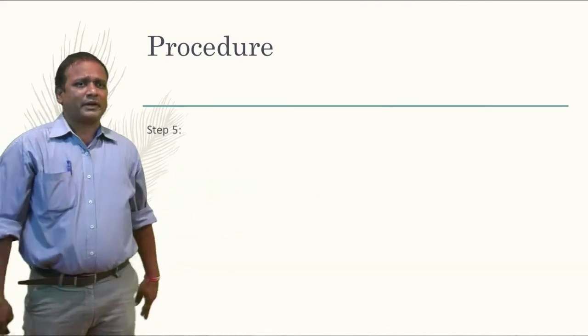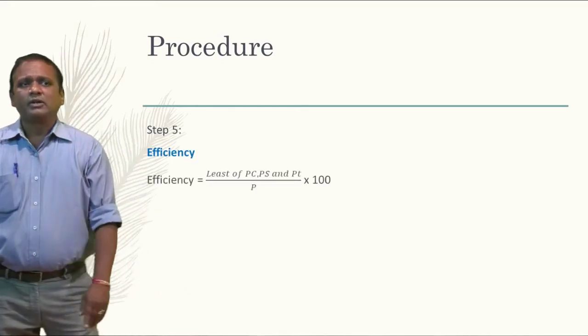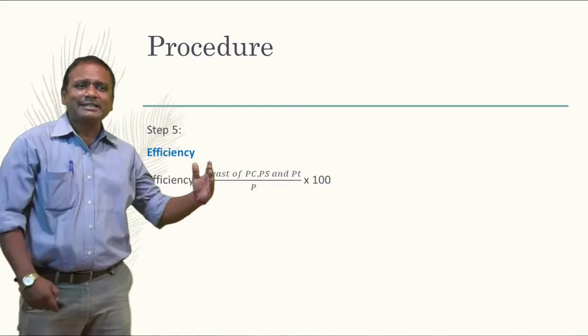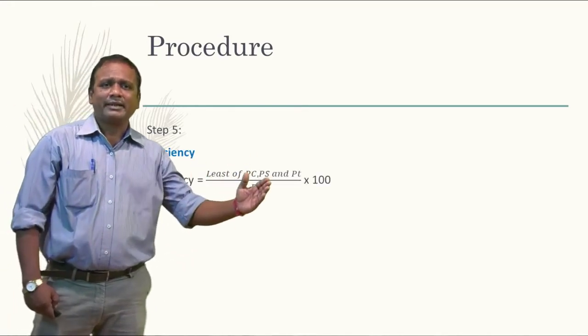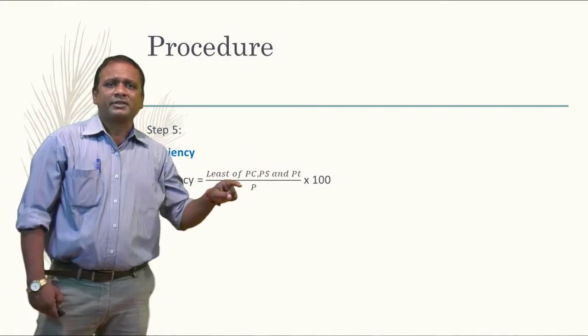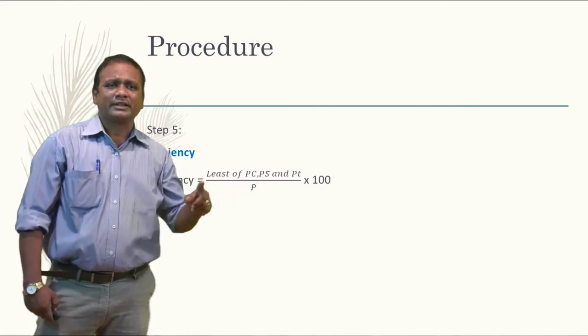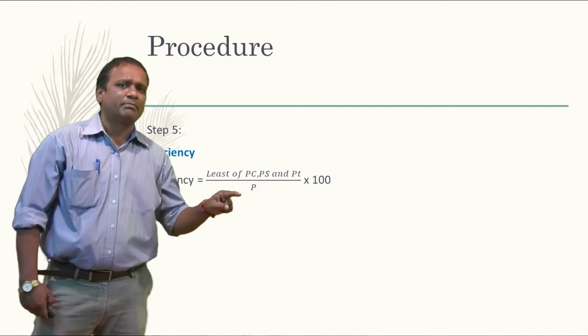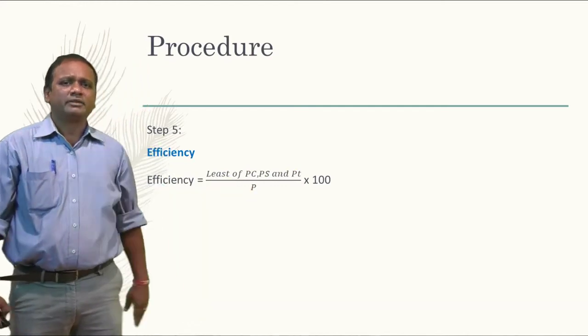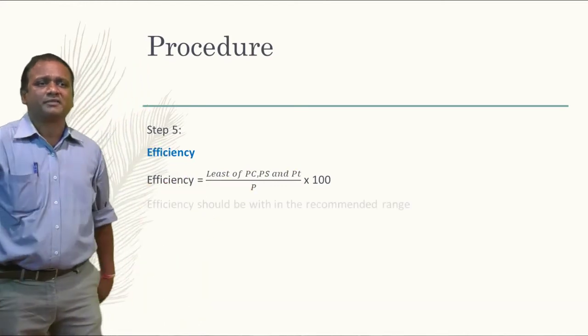Now, very important to find the efficiency is this equation. The efficiency is equal to the least of PC, PS and PT, I mean crushing strength, shearing strength and tearing strength, the least of these divided by the solid plate strength P, into 100. I'll get some value over here: the efficiency.